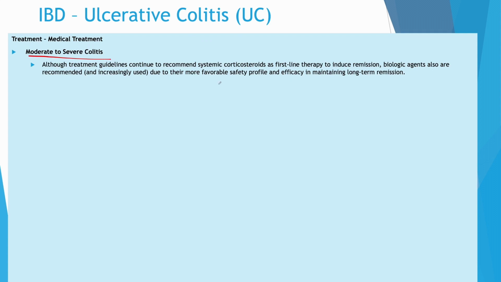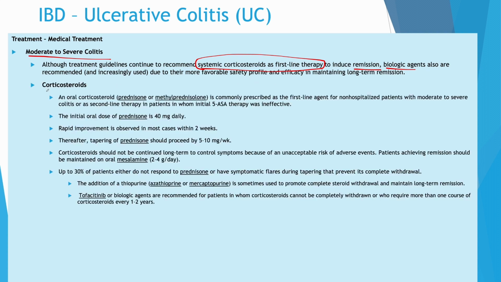Moderate to severe colitis, systemic corticosteroids is first line to get the patients quickly into remission. We also recommend biologics. Here's the corticosteroids. We can start with prednisone or methylprednisolone. You usually see rapid improvement with these corticosteroids, and we want to use them short term. And we want to do a taper. It's usually a pretty long taper because we're using higher doses, and get them all the way down and placed on a mesalamine.